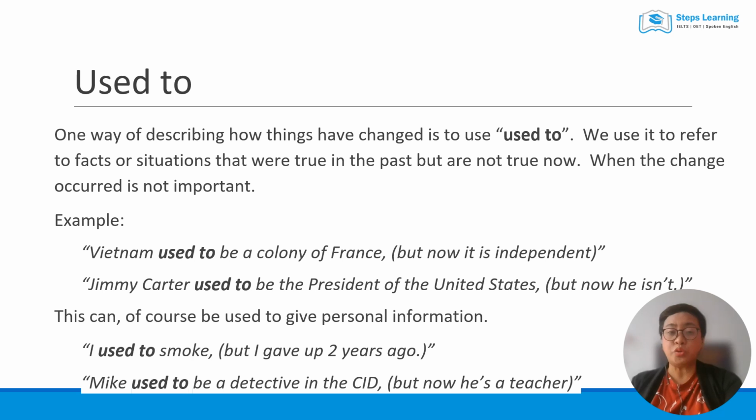Now let's go to used to. One way of describing how things have changed is to use used to. And we use it to refer to facts or situations that were true in the past but are not true now. When the change occurred is not important. Example, Vietnam used to be a colony of France, but now it is independent. Jimmy Carter used to be the president of the United States, but now he isn't.